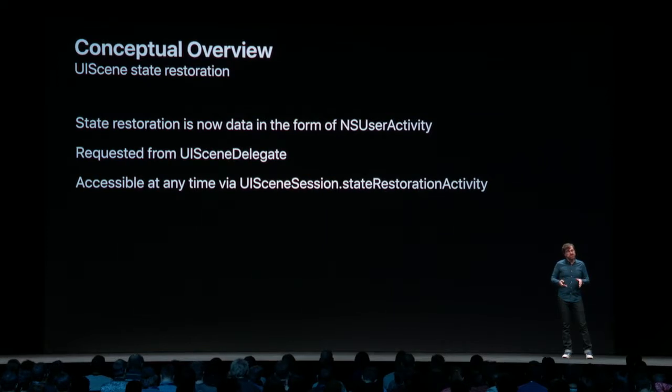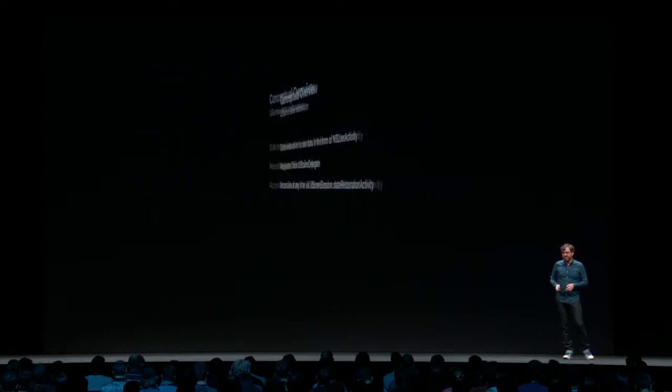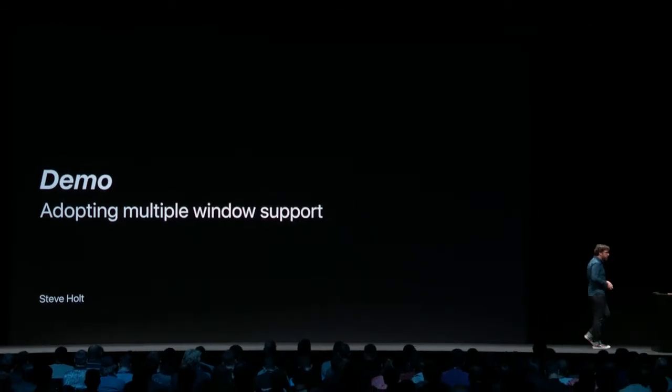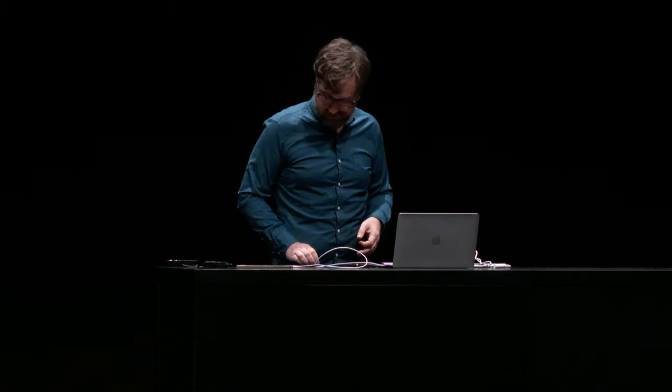And should no scene actually exist for that particular session, you can access the state restoration activity directly on the session, so that should you do a background fetch and you need to update a particular one, you can go and find which one you changed data for. So I'm going to give you a quick demo to show you what it's like to adopt this new API in your application.